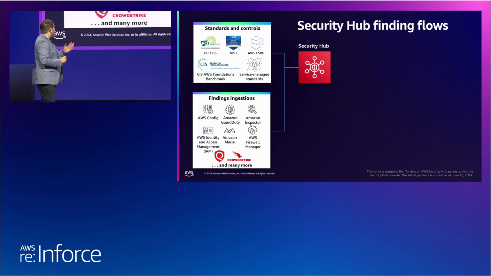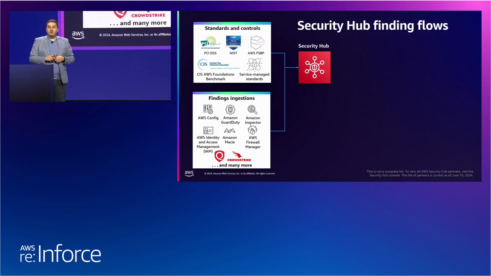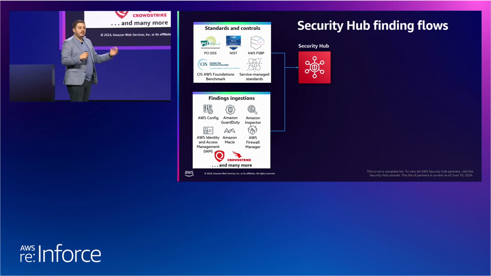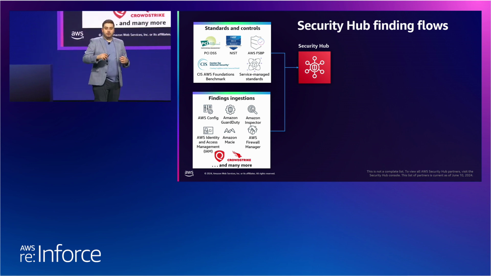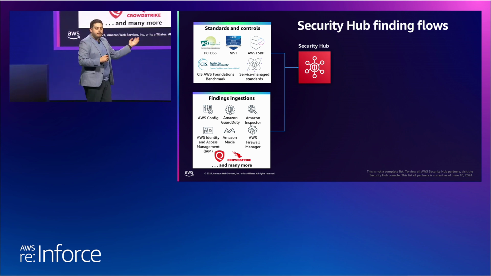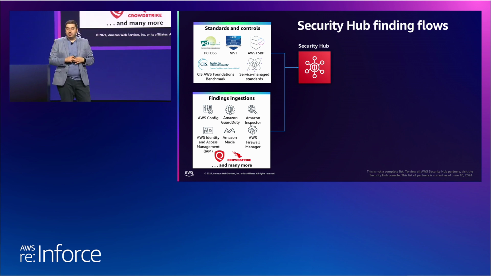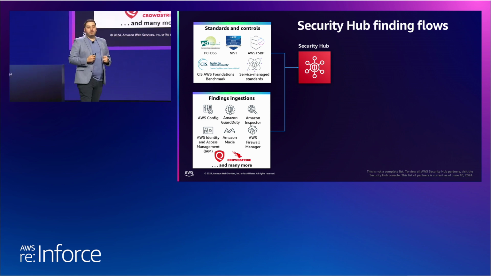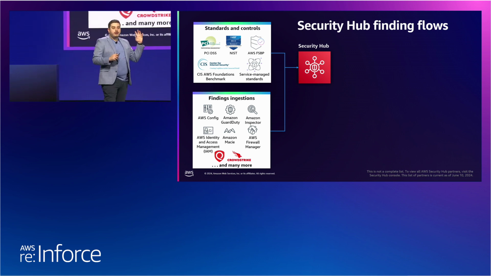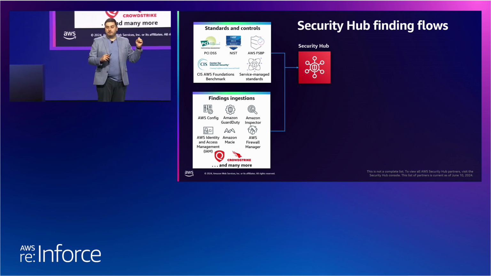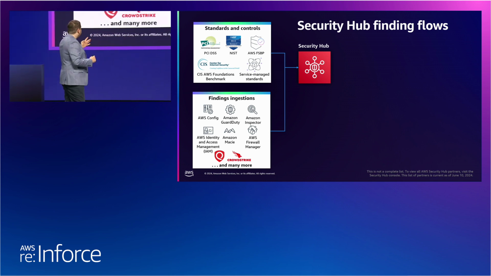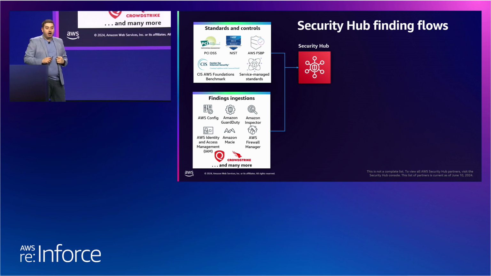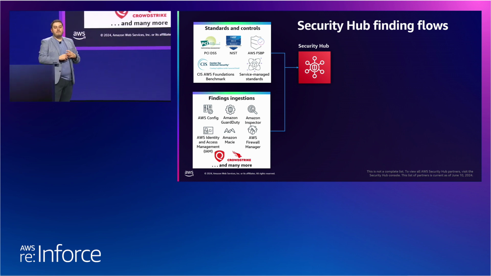The second type of findings that come into Security Hub are from all of our integrations. We have more than 60 partner integrations that send findings to Security Hub. These are Inspector, which I'll talk about soon, GuardDuty, Config, Macie, Firewall Manager and other AWS services. But we also integrate with dozens of external partner services. You can see Qualys and CrowdStrike on the screen, but there are many more.